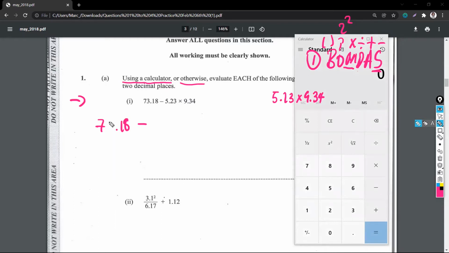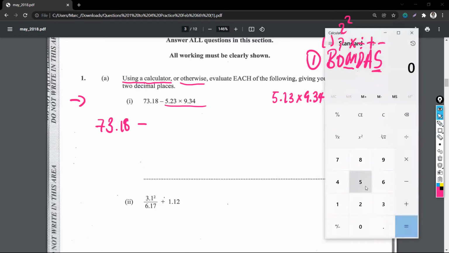All right. So 73.18. We need to multiply 5.23 by 9.34, so let's just put that in our calculator. 5.23 multiplied by 9.34, and that's exactly what you want to do. And you're going to end up with 48.8482.